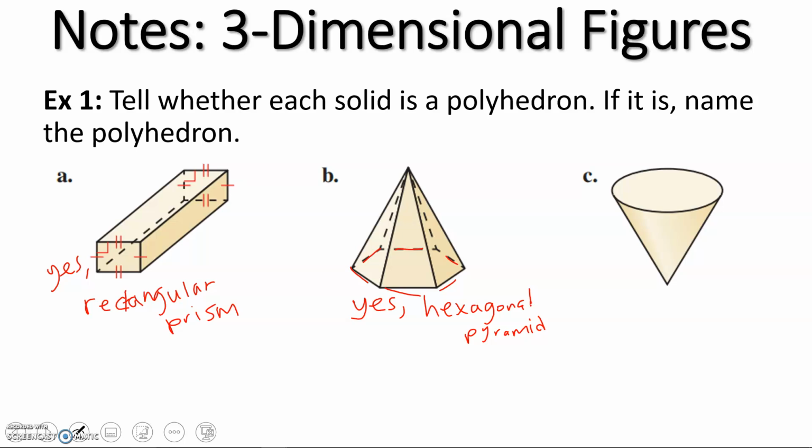And then our last one is not a polyhedron, because if you look here, you see that its base is circular. So this one is not a polyhedron.